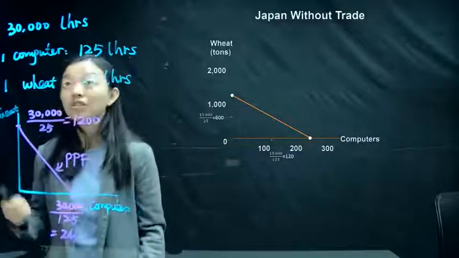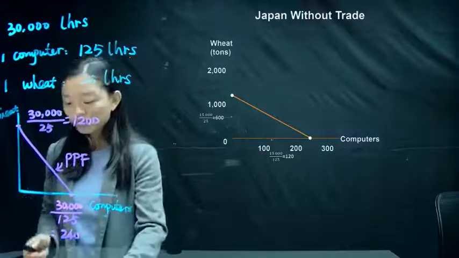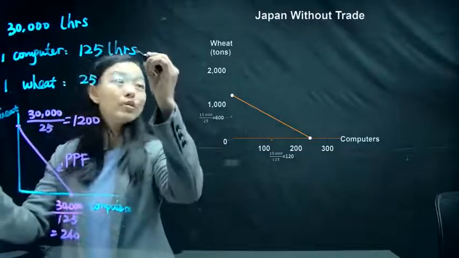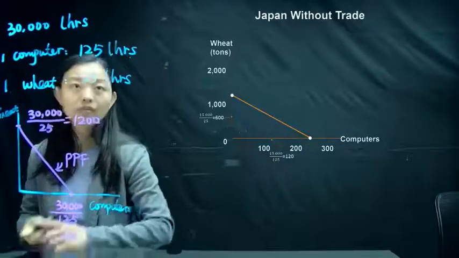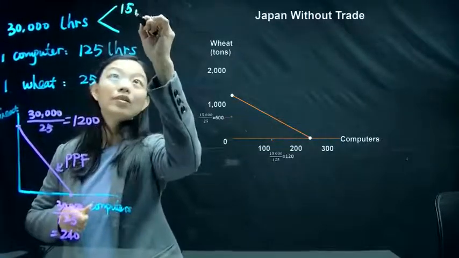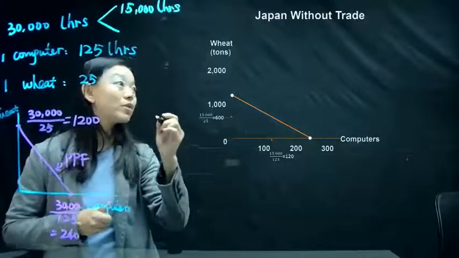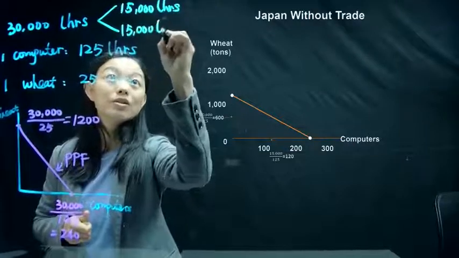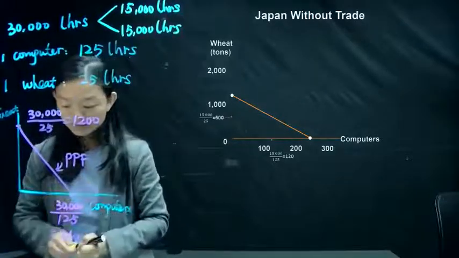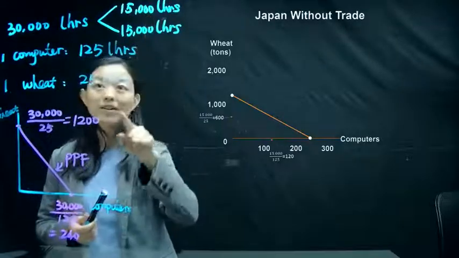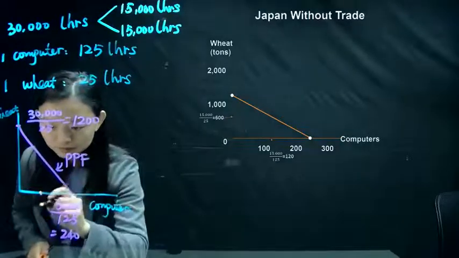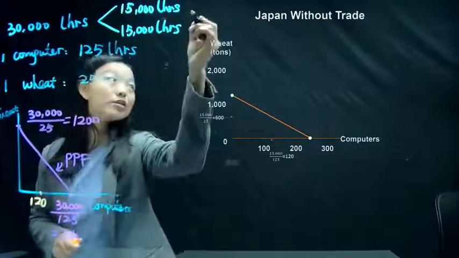Without trade, if there's no trade, Japan chooses to be self-sufficient. We assume Japan will also divide the labor hours equally to produce computers and weight. So here you can notice for computers, if we divide the labor hours equally, we'll have 15,000 labor hours in computers production and 15,000 labor hours in weight production. Based on this, can you tell me how many computers will be produced? You just need to take 15,000 labor hours divided by 125, right? Which will equal 120 computers.